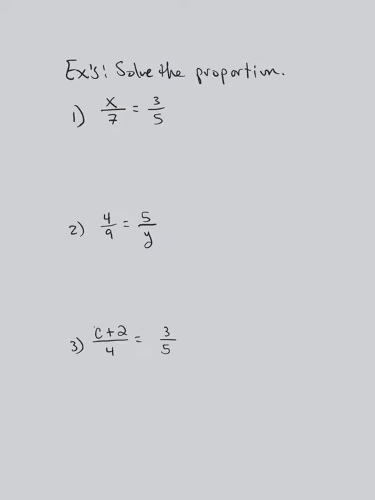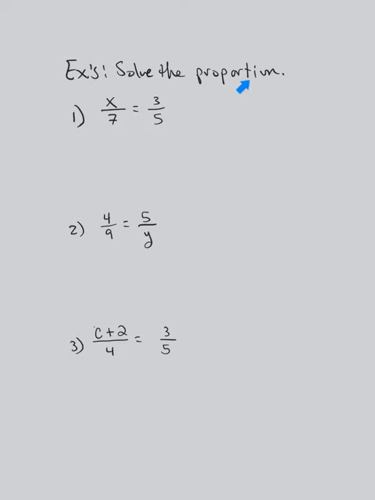So here are three proportions that we can try to solve. As always, I encourage you to pause and see if you have that down, even from that brief explanation. But I'm going to go ahead and carry on here. All right, so looking at our first one, we have x over 7 is equal to 3 over 5.